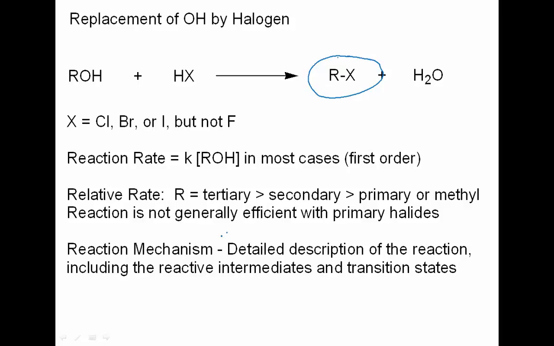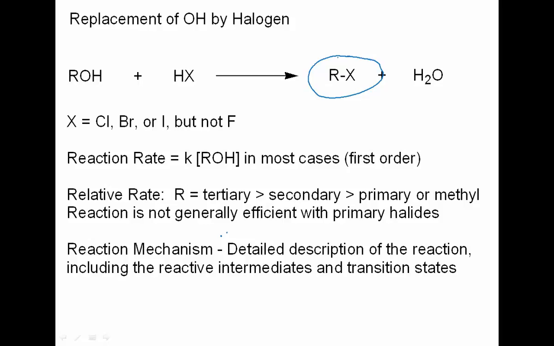In this reaction, our X group can be chlorine, bromine, or iodine, but it cannot be fluorine. Our reaction rate in most cases is going to be what we call a first order reaction. It depends on the concentration of the alcohol and not the concentration of the acid. If we look at the relative rates here, when we have a tertiary alcohol, the reaction is much faster than any other type of alcohol. This is faster than secondary, which is faster than primary or methyl. The reaction is just generally not efficient with primary or methyl halides.